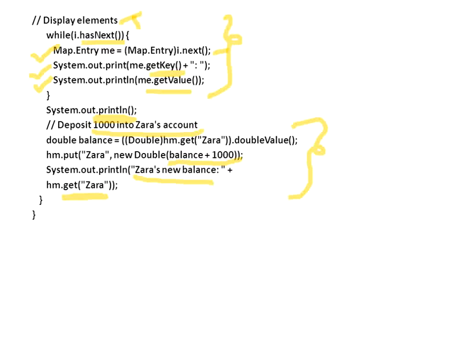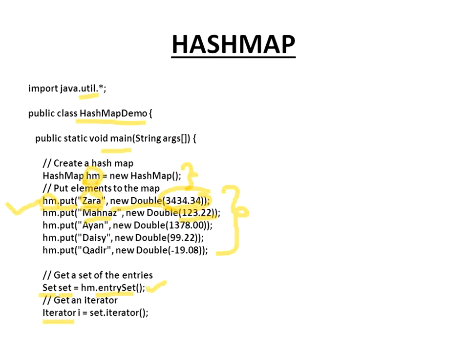Now can you tell me what will be the output of this program? Okay, I'll give you 5 minutes, go through this code, and then tell me the output of this program. This is the first slide. I'll give you 5 minutes, go through it.